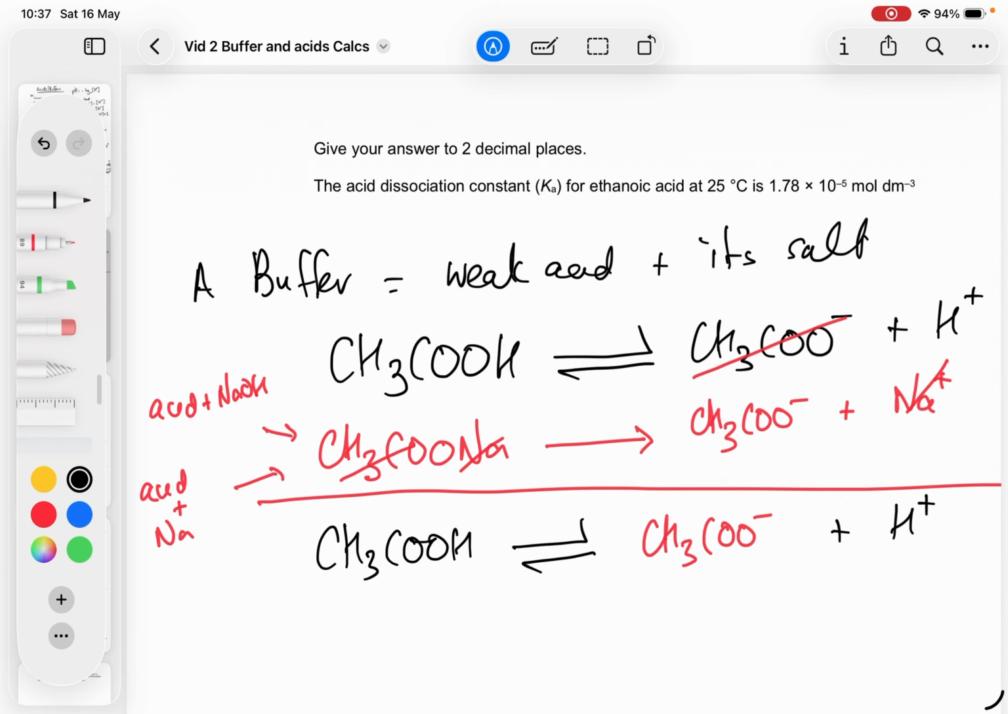The point I want to make here with the buffer expression is that in a buffer, the acid and the salt contribute to the buffer. The reason you need to know that is because a buffer is different to a weak acid.